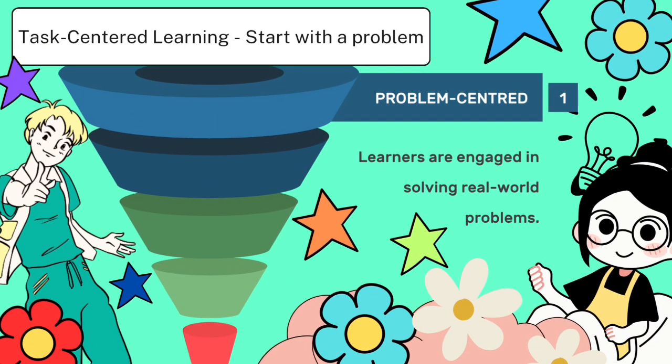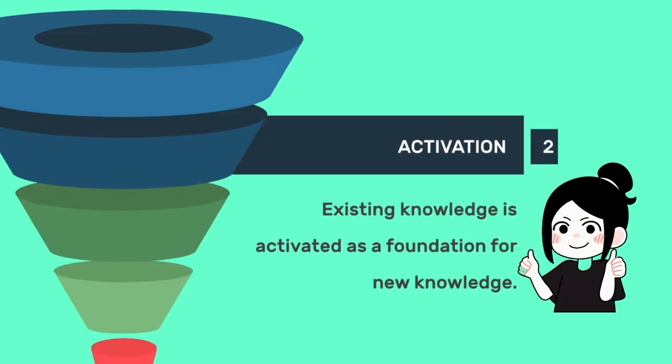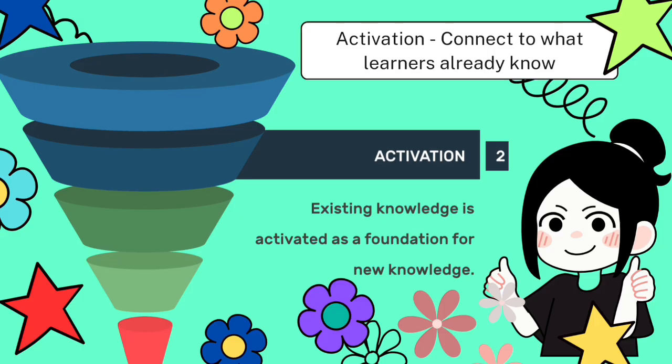First principle is problem-centered. It engages students in solving real-world challenges, supporting constructivist theories by allowing them to build on prior knowledge and experiences. This approach enhances understanding of key concepts while strengthening problem-solving skills like analytical thinking, initiative, and creativity. Second principle is activation. Learning is enhanced when prior knowledge is activated as a foundation for new understanding.